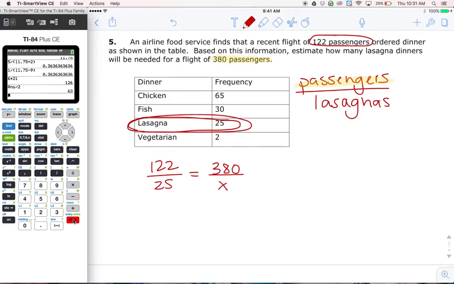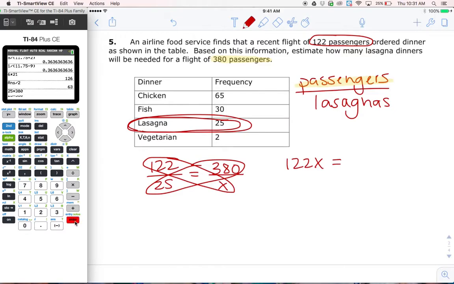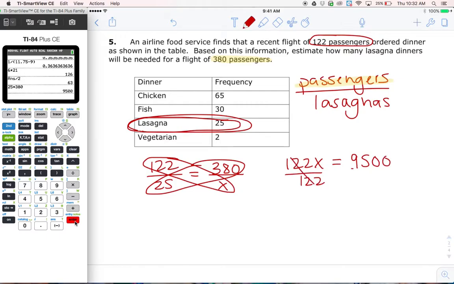Remember, as long as you can get this set up, you know how to solve, right? We're going to cross multiply. We got 122x is equal to 25 times 380, which is 9,500. Okay, last but not least, get rid of that 122, divide, and we've got x is equal to 77, I'm going to say 0.9. So how many lasagnas do I need, guys? Don't tell me 77.9 lasagnas. That makes no sense. Tell me 78 lasagnas.